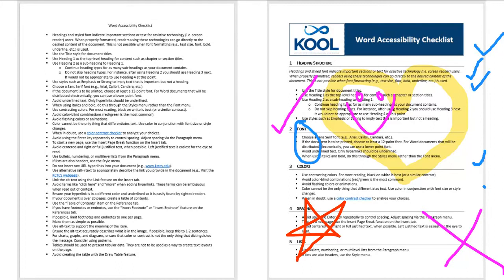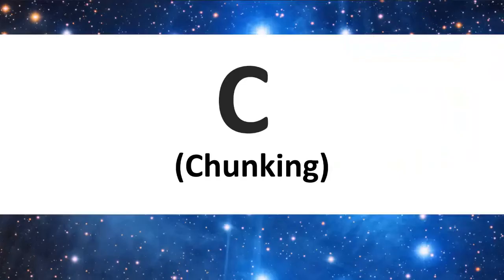And that's really all that chunking is: organizing information into smaller units that are easier for your working memory to process. Okay, so two manifestations of the exact same information. All we've done is add some headings and some formatting, and all of a sudden it's a completely different experience for the user. So that brings us to our third concept, which is chunking.